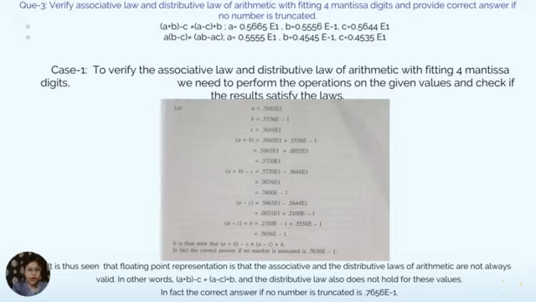Case 1. To verify the associative law and distributive law of arithmetic with floating-point mantissa, we need to perform the operation on the given values and check if the result satisfies the law. Let A be equal to 0.5665 × 10^1, B is equal to 0.556 × 10^-1, C is equal to 0.5644 × 10^1.